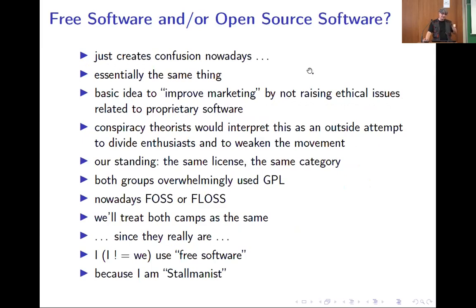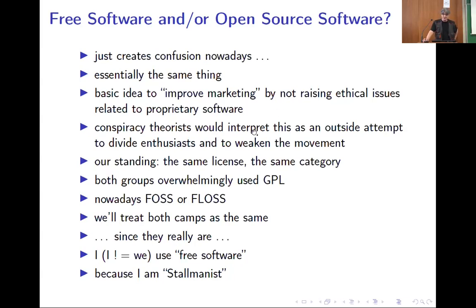Something just to state, this issue about free software and open source software is a topic being resolved now. But it creates confusion nowadays. Essentially, that's the same thing. The basic idea of open source software was to improve marketing by not raising ethical issues related to proprietary software. But actually, that's sort of essential. And the marketing improvement is a minor advantage in comparison to losing something essential.